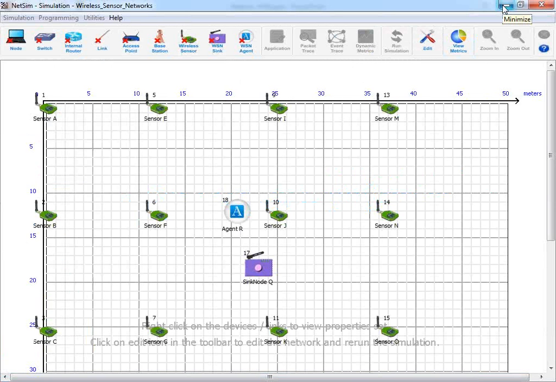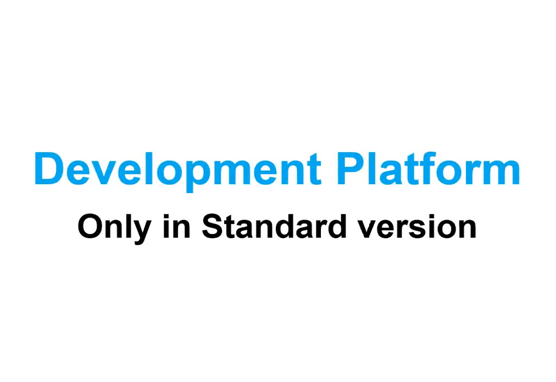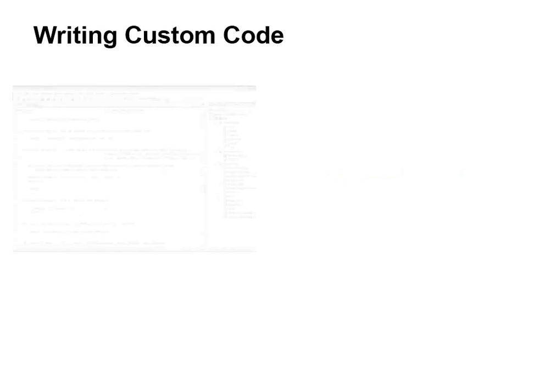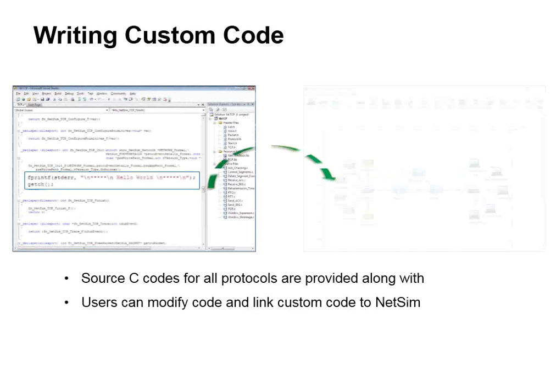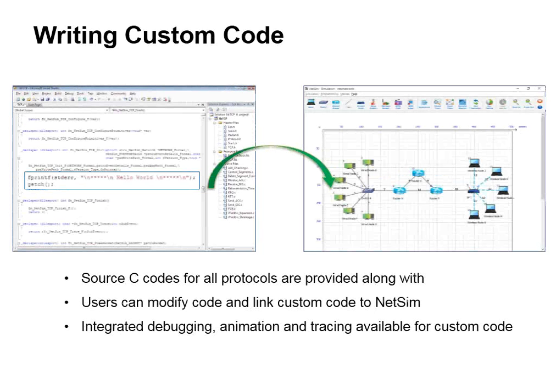Now let's see the researcher who wants to edit the network protocol. So in NetSim we also provide a development platform, which is there only in the standard version. The source C code of the wireless sensor network is provided. Users can modify this code and link the code with NetSim. Users are also provided debugging using this code so that they can analyze whether their edited code is working correctly or not.